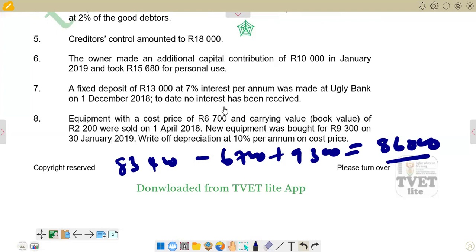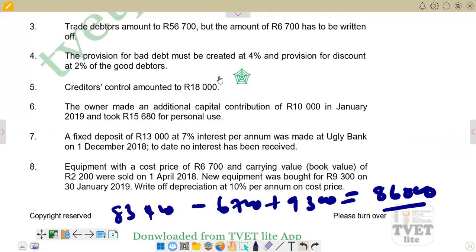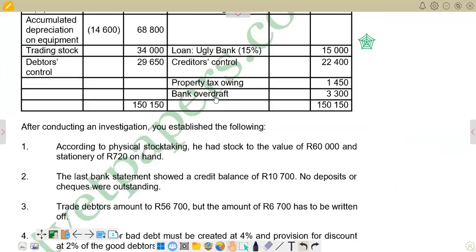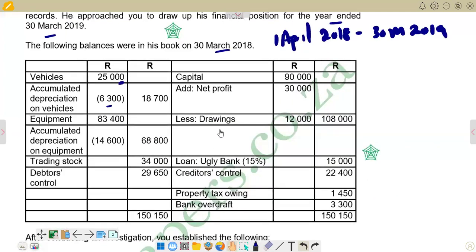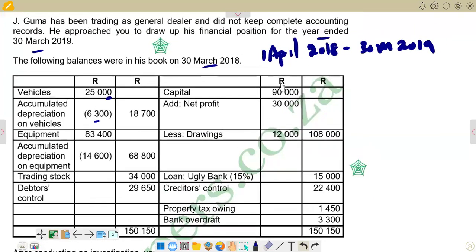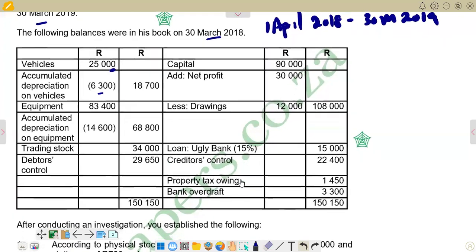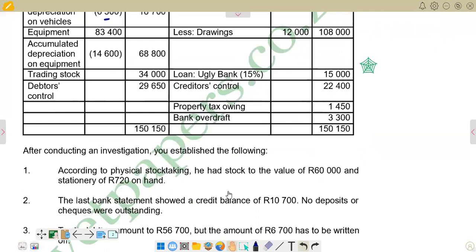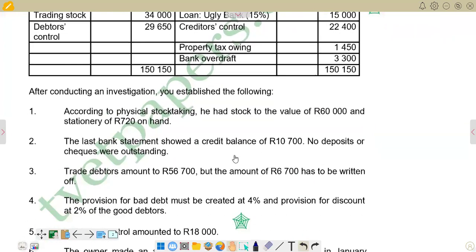So if you come here, let's just try to see our financial year, where it's starting and where it's ending. You see that our financial year is starting on 1 April 2018. That's where it was disposed. So it was disposed at the beginning of the year. So we now want to find the accumulated depreciation when it was disposed, that is at the beginning of the year.